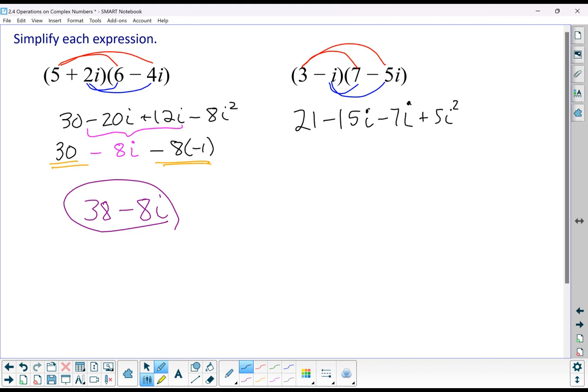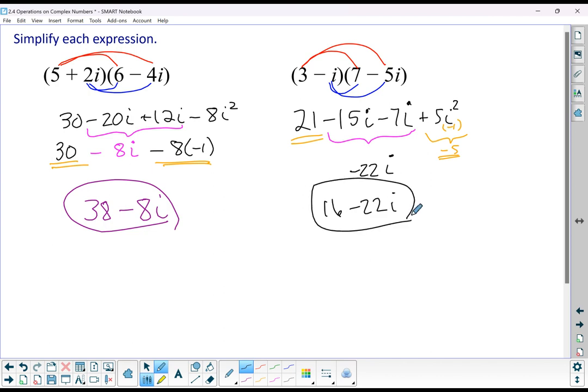So we have these two imaginary parts right here, negative 15i and negative 7i. So those two combine to give us a negative 22i. And then this guy over here, we can replace that i squared with a negative 1. So this is the same as negative 5. So we've got a positive 21 and a negative 5, and that gives us 16. So our answer is 16 minus 22i.